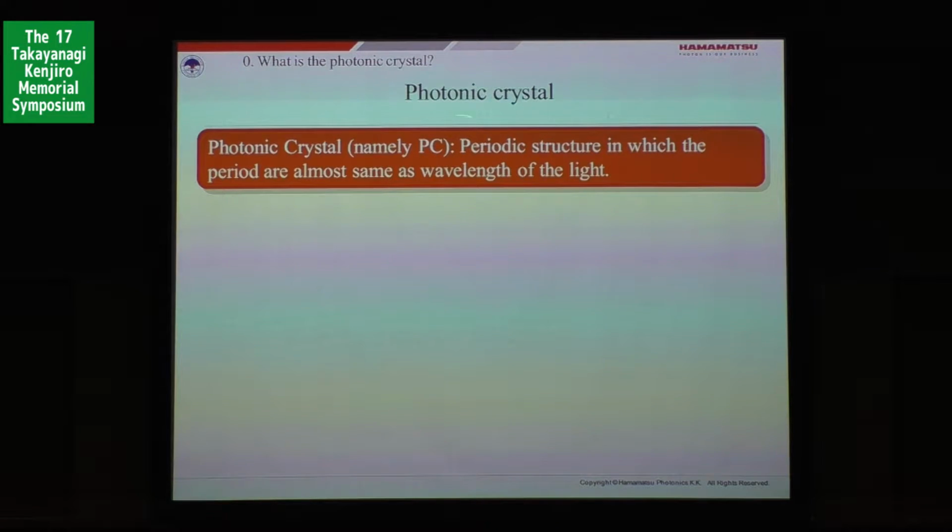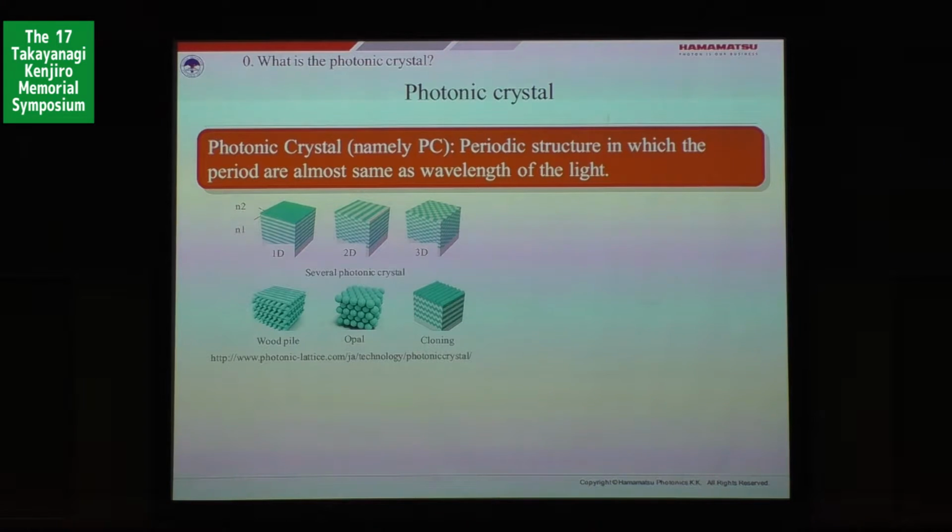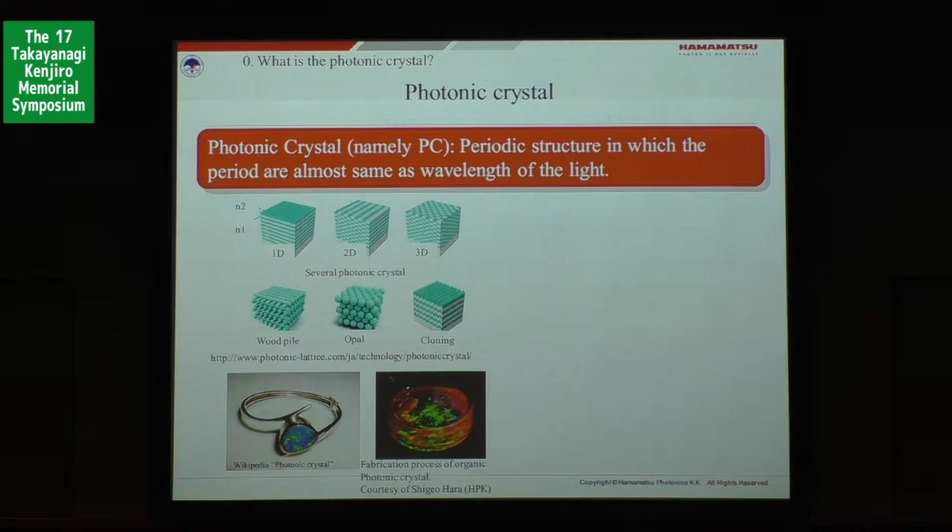Photonic crystal, maybe many people have heard this word, but this is a periodic structure in which the period is almost the same range as the wavelength of the light. And it enables various types of control of light. I'll show you some examples. These are the types of photonic crystals: one-dimensional, two-dimensional, and three-dimensional.